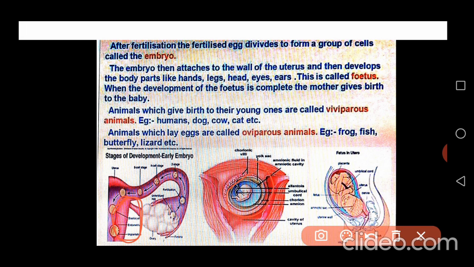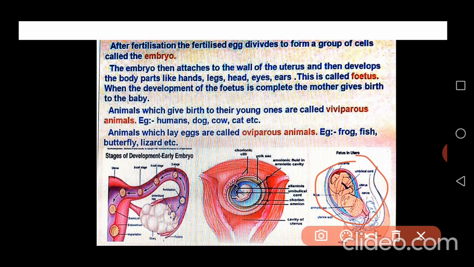Later, when the development of the fetus is complete, the mother gives birth to the baby. So this is the fetus, where the development of body parts takes place. After complete development of the body parts, the mother finally gives birth to the young one, a new baby.